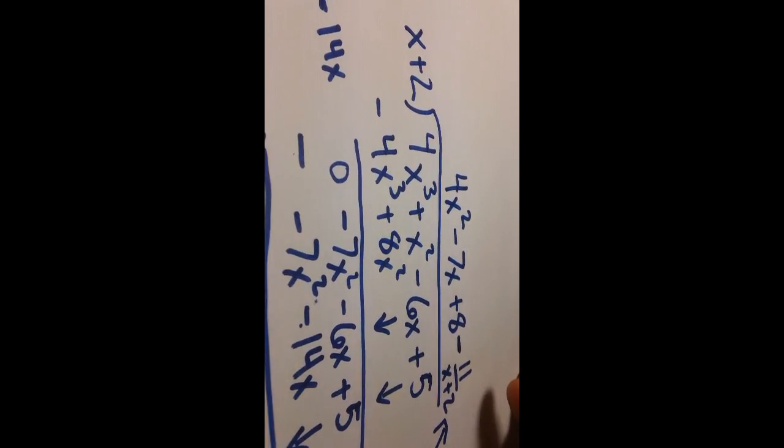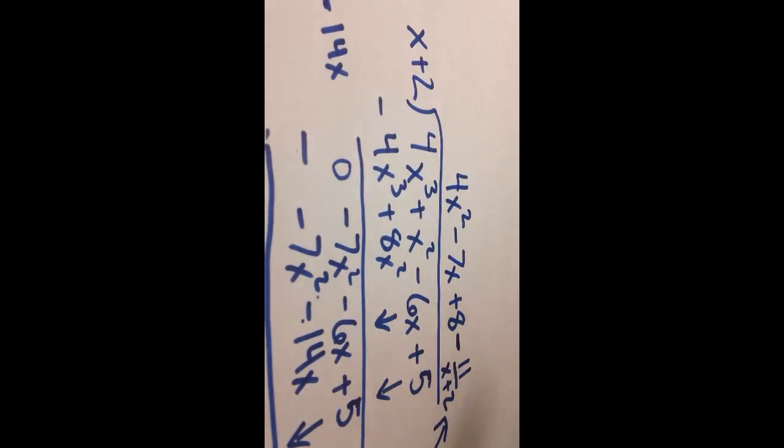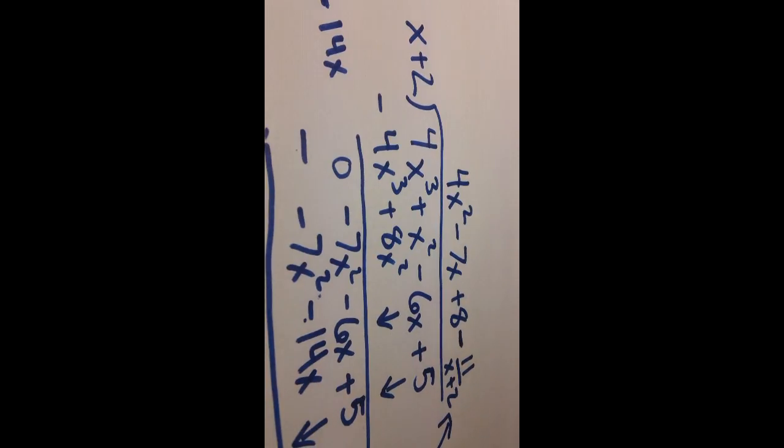So that's about it for long division of polynomials. It can go up higher than x to the third. It can be x to the 47th. You're just going to have more steps each time as you go through.